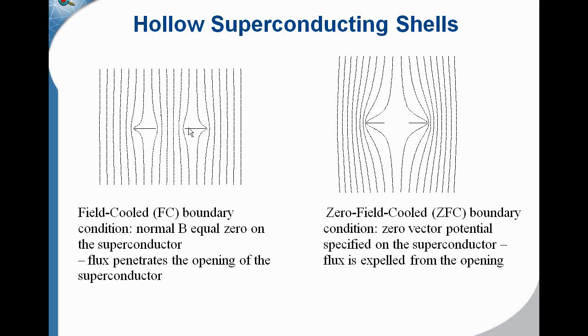In this particular case, we have a ring in XY symmetry, and the magnetic field is increased inside of the ring for a field cool boundary condition where we have normal B equal to 0 on the superconductor. In the zero field cool boundary condition, we have 0 vector potential specified on the superconductor, and flux is expelled from the opening. In the first case, this is a flux focuser, and in the second case, we have essentially a magnetic shield where we're screening the field from within the superconductor here.